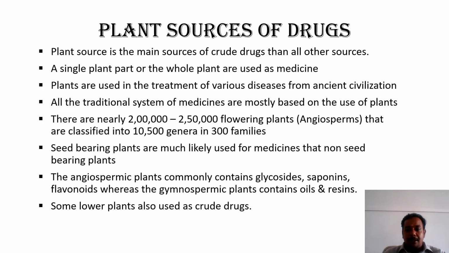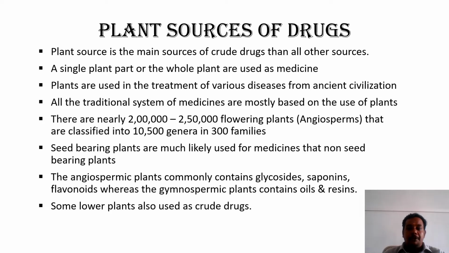Seed bearing plants are much more likely to be used for medicines than non-seed bearing plants. Seed bearing plants are called spermatophytes, right? These spermatophytic plants are used as medicine much more than non-seed bearing plants. The angiospermic plants commonly contain glycosides, saponins and flavonoids, whereas the gymnospermic plants contain oils and resins. Among the constituents present in medicinal plants, flowering plants commonly contain glycosides, saponins, flavonoids and so on, whereas non-flowering plants contain oils and resinous substances. Even some lower order plants are also used as drugs, for example, fungi drugs like ergot.